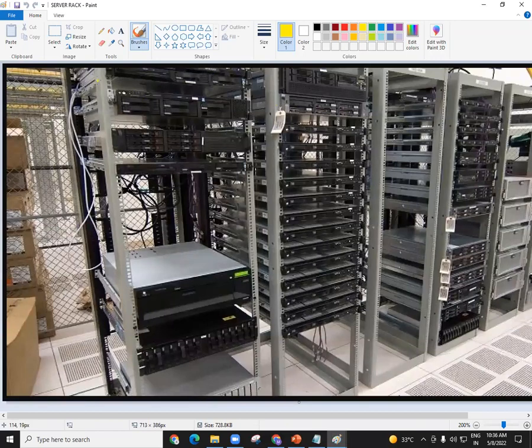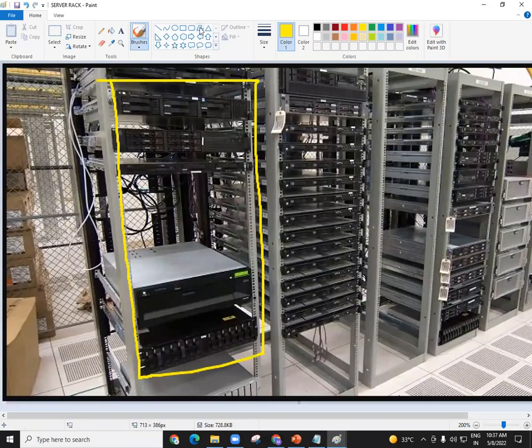You know what you see, this particular frame, actually it is called a rack. We should not call it a frame. It is a rack, R-A-C-K. So what is the use of a rack? A rack is a place where we can connect our servers, routers, switches, firewalls, and all those things.